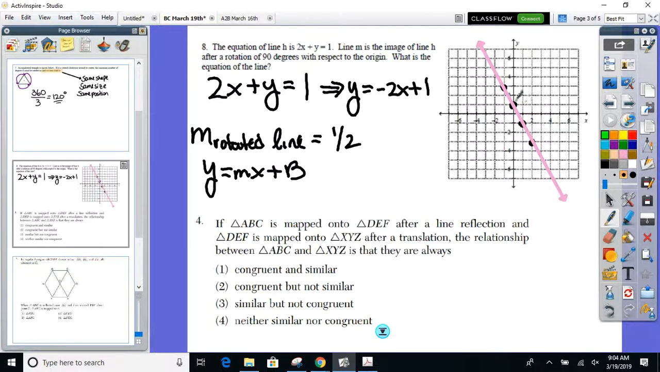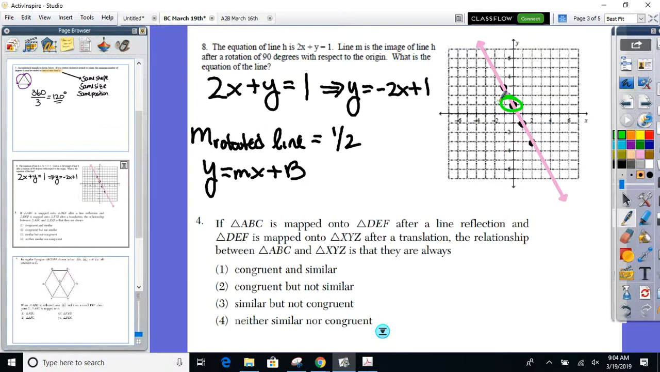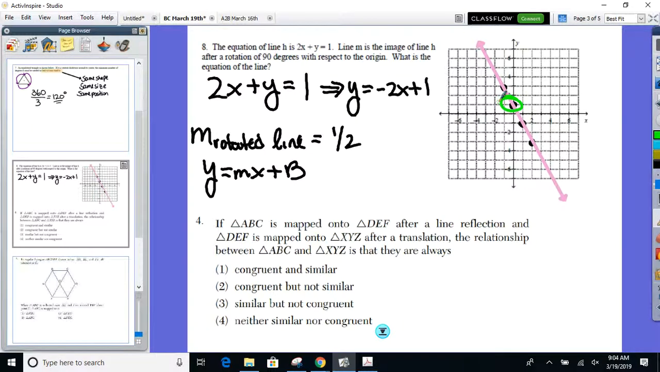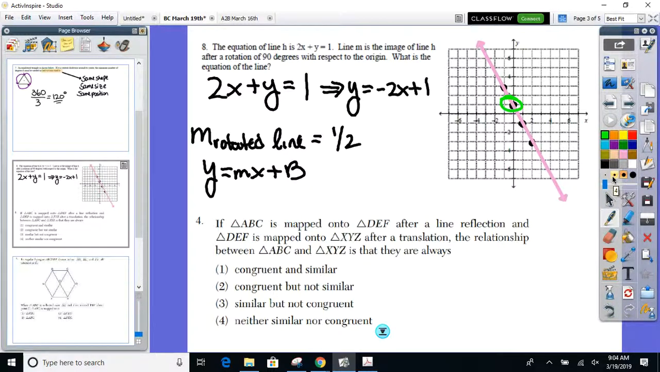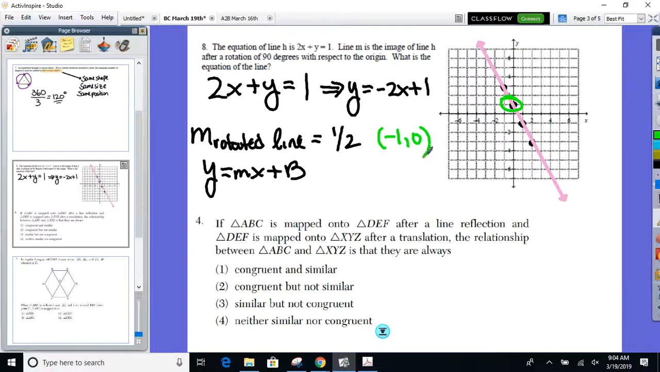Let's just make a class decision. Let's take this point right now. Everyone ready? Rotate it 90, counterclockwise. What's that point now after I rotate it? It's -1, 0. And again, I could have done that with any point on this line. I just chose that one because I thought it was the easiest and quickest.